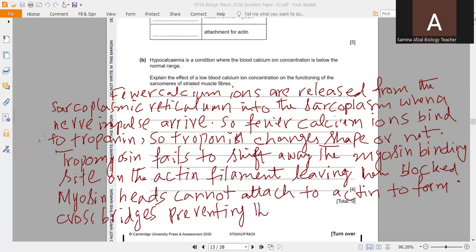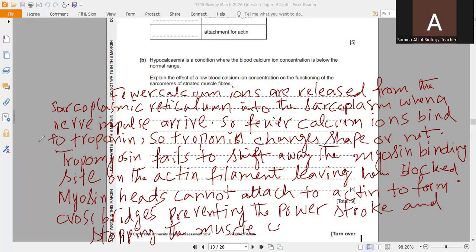Preventing the power stop, and stopping the muscle contraction. So it was question number 5.